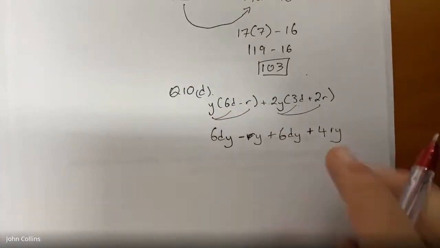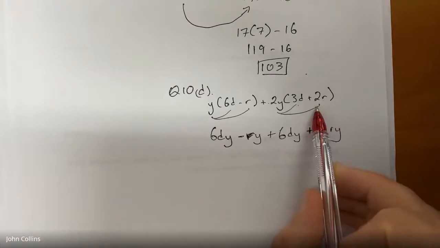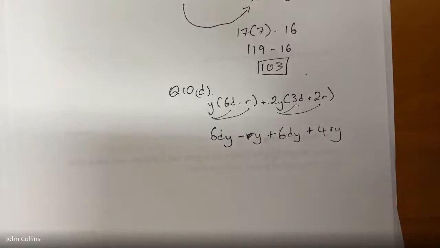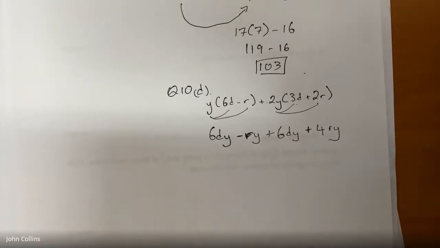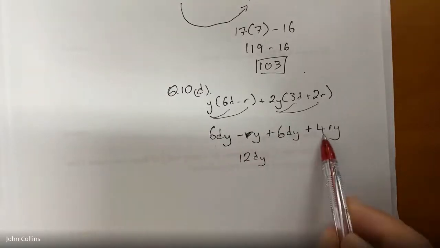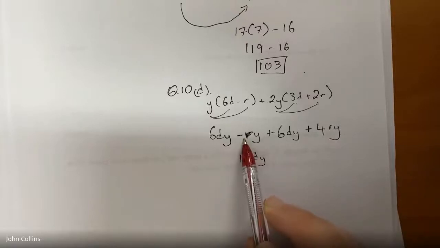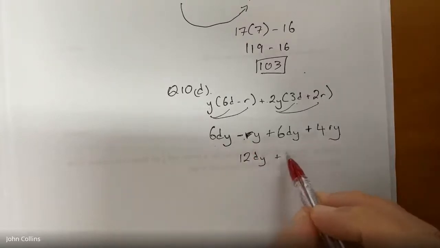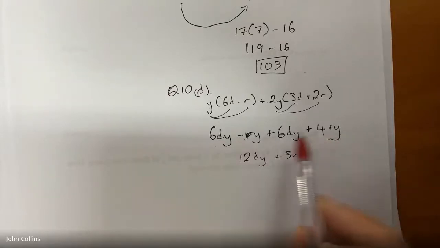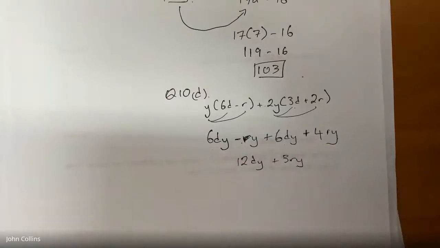All right, now that's expanded, so remove the brackets. Now I need to add or subtract any like terms. So 6dy and another 6dy, they're like terms, that gives 12dy. 4xy, subtract 1xy, leaves me with 3xy, positive 3, because it's positive 4xy, subtract 1xy. And that's the answer to 10D for the simplifying expressions worksheet.